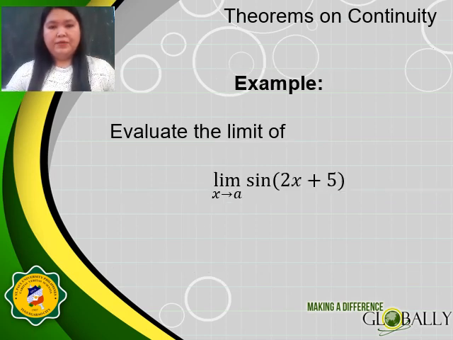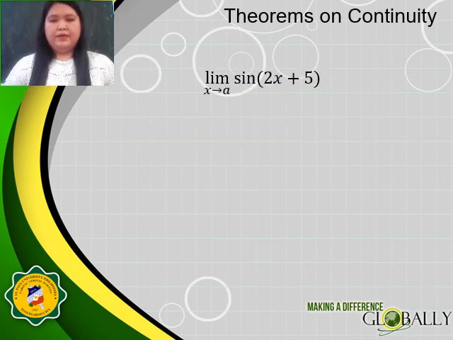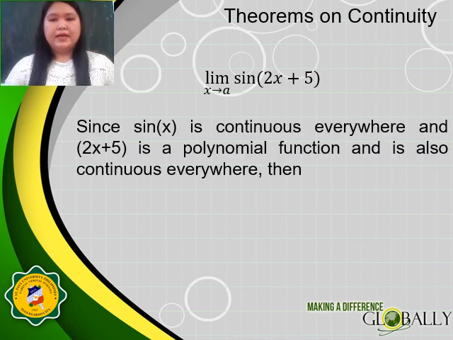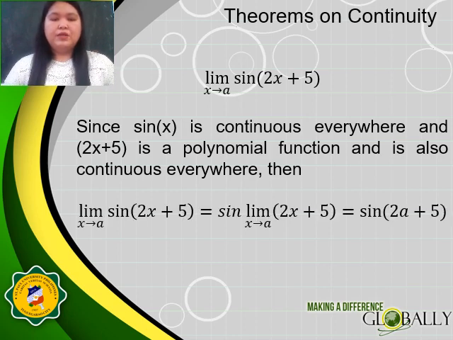Again, let us apply theorem number 4 as we evaluate the limit of sine of 2x plus 5 as x approaches a. Okay, as you can see in our example, we have two functions here. We have f of x, which is the sine function, and g of x as 2x plus 5, or the polynomial function. And since sine x is a continuous function everywhere, and 2x plus 5, which is a polynomial function, is also continuous everywhere, then we can have the limit of sine of 2x plus 5 as x approaches a is equal to the sine of the limit of 2x plus 5 as x approaches a, which is equal to the sine of 2a plus 5.